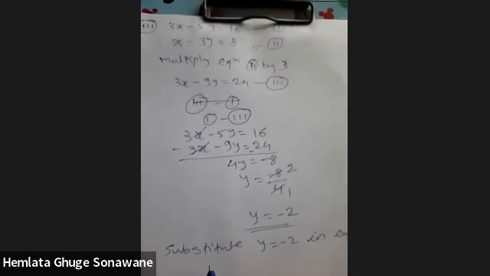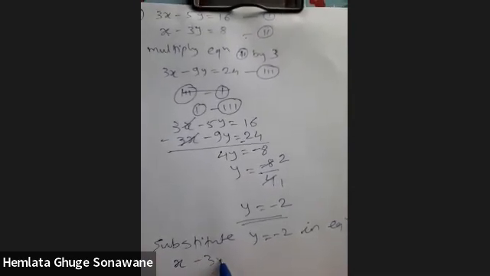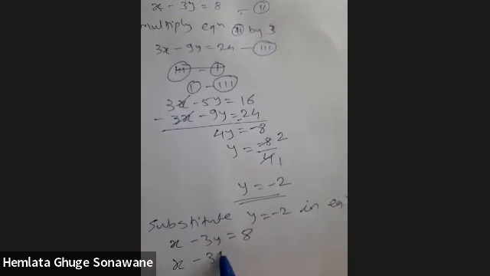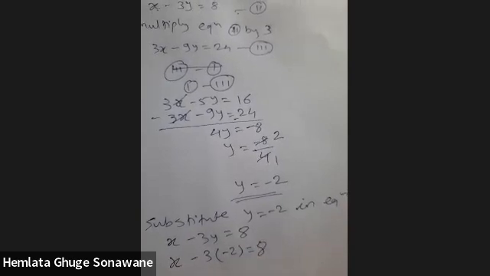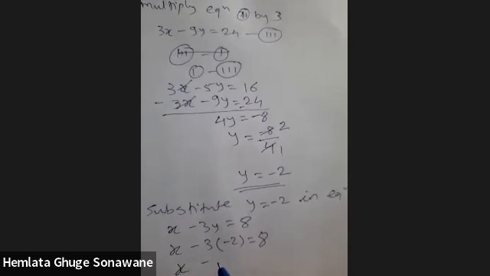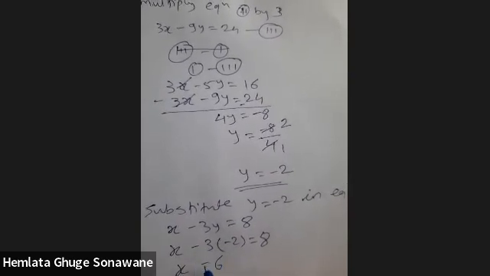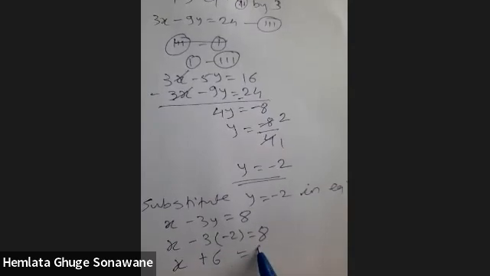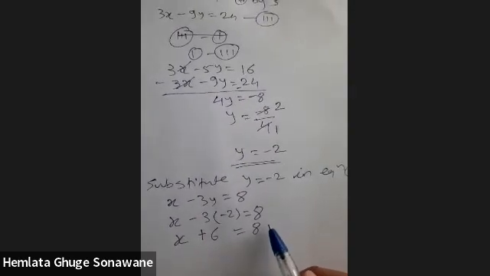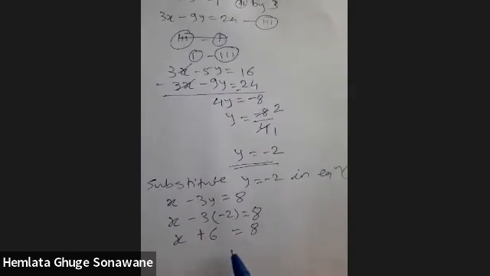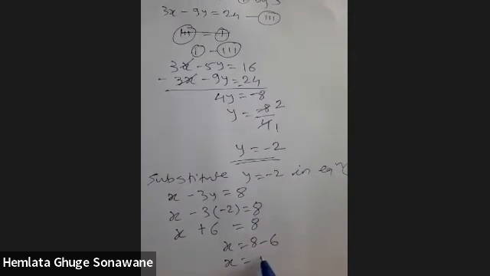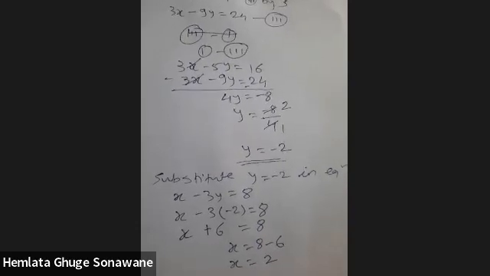What is our equation number 2? x minus 3y is equal to 8. x minus 3 times, value of y is minus 2, is equal to 8. Now x minus 3 times minus 2, that is minus minus becomes plus. So we'll write x plus 6 is equal to 8. Now here this 6 we will take towards the right hand side. So it becomes x is equal to 8 minus 6. 8 minus 6 is 2.